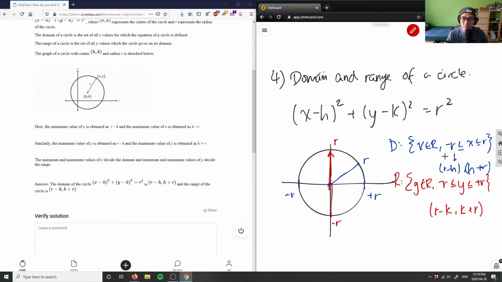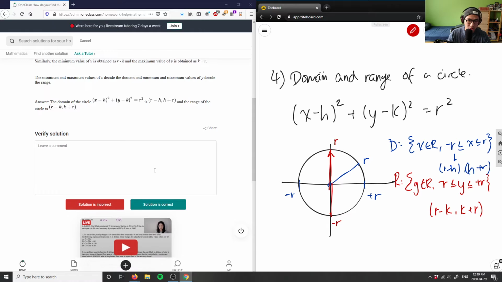So in terms of my circle here, the domain was correct, but for a broader sense of a circle, if it wasn't at 0, 0, then you would use these two expressions to figure out the domain and range of the circle. So the solution here is correct.